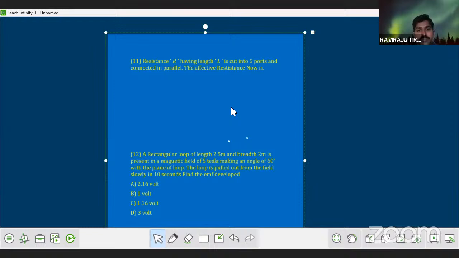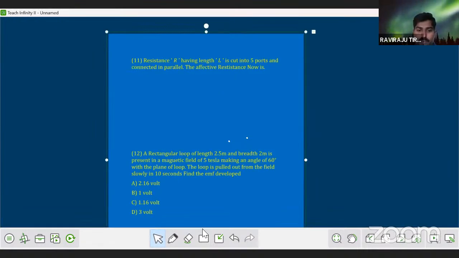Resistance R having length L is cut into 5 parts. What is the length of wire taken? L only. What is the resistance taken? R only. So it was cut into 5 parts. So what will happen when length decreases? Resistance also will decrease only. For each part, how much does it become? Length will become L by 5 and resistance will become R by 5.